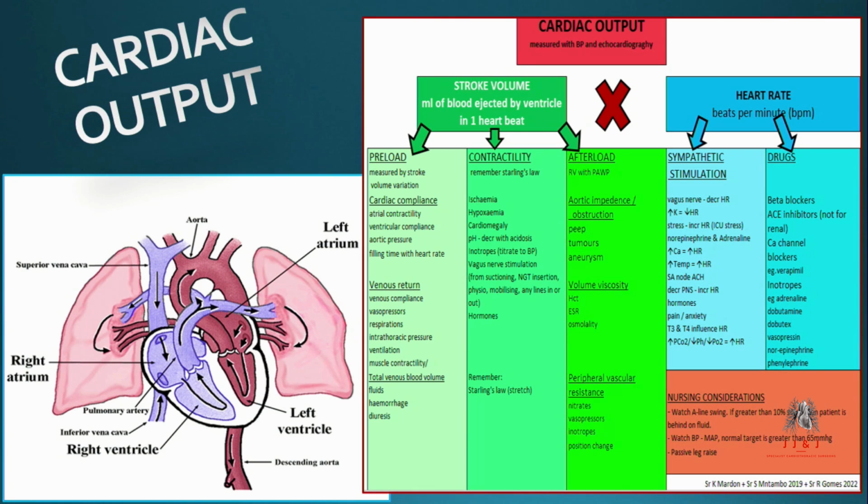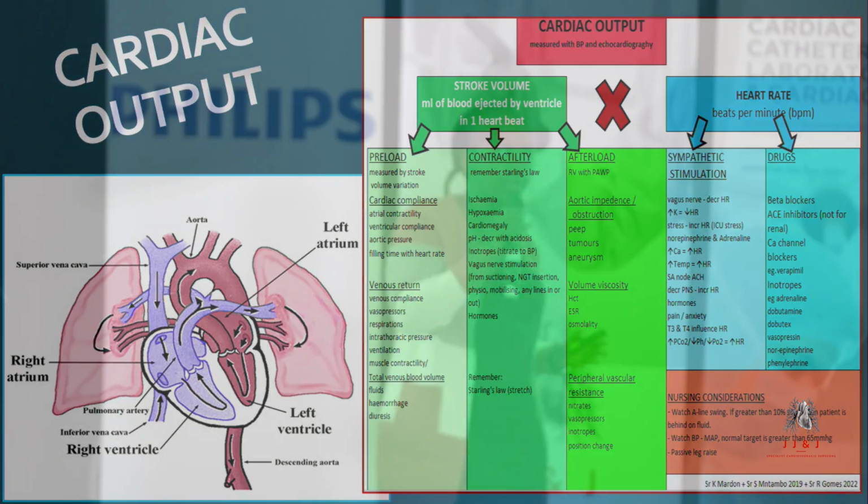If you've got an increase in your carbon dioxide level, a decrease in pH, a decrease in oxygen, you'd also have a higher heart rate. Drugs such as beta blockers, ACE inhibitors, and calcium channel blockers, for example verapamil, would have an effect on your heart rate. Inotropes, for example adrenaline, will also cause a tachycardia or an increase in heart rate.